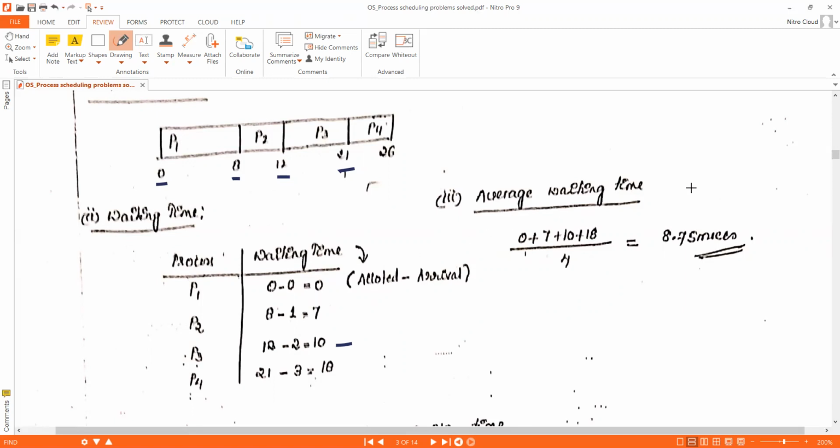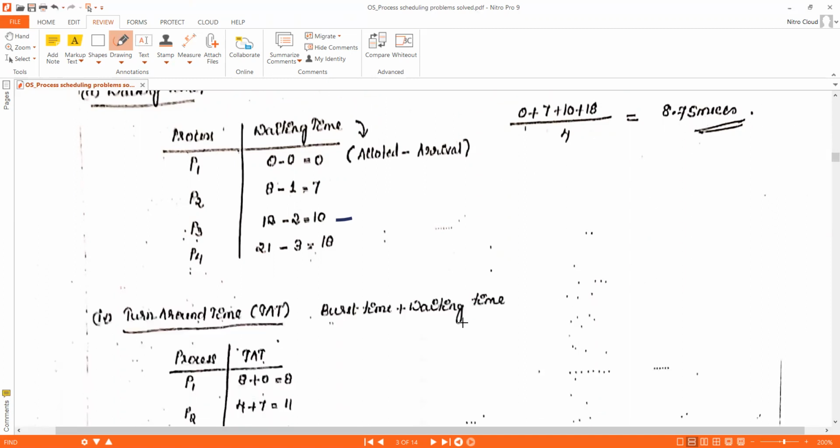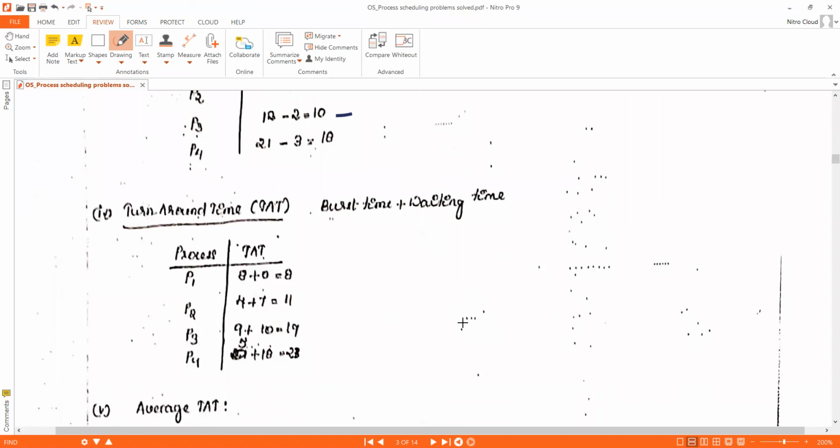Now we'll find average waiting time. Average waiting time is nothing but sum of all the processes waiting time divided by total number of processes. Okay, here the process 1's waiting time is 0 plus process 2 waiting time is 7 plus process 3's waiting time is 10 plus process 4's waiting time is 18 divided by 4. 4 is the total number of processes. Okay, we'll get average waiting time is 8.75 milliseconds. Understood this?